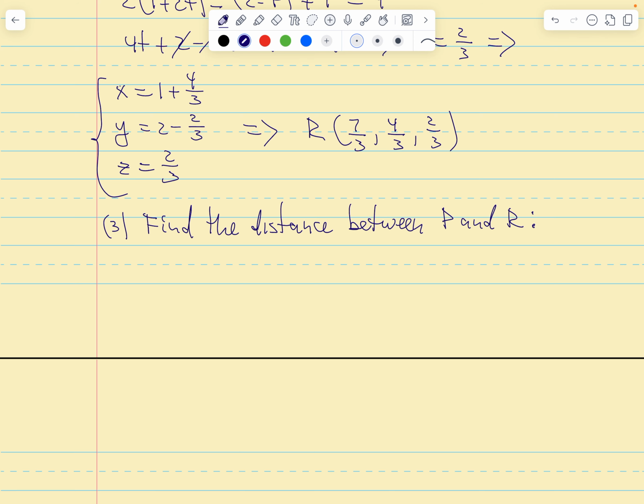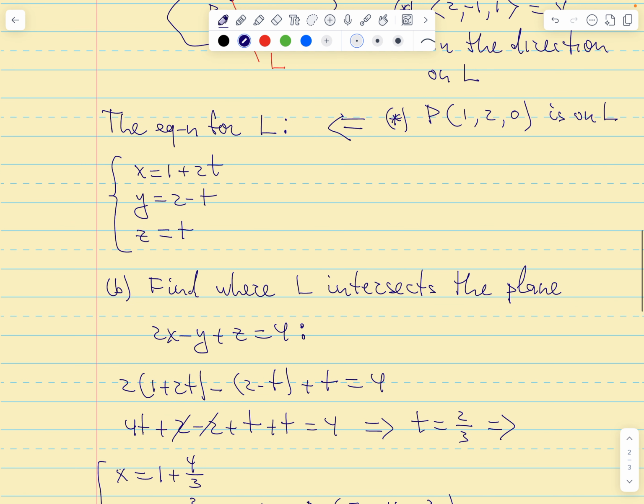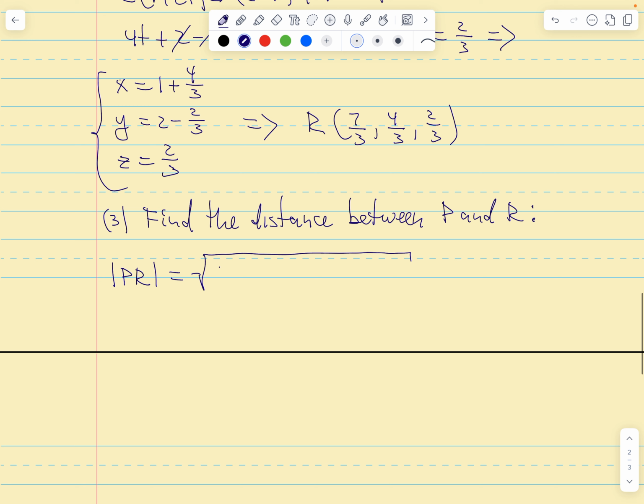and so length PR is going to be just a distance formula, so it's a square root of, P was 1, 2, 0, so 1 minus 7/3 squared plus 2 minus 4/3 squared plus 2/3 minus 0, so just 2/3, quantity squared, whatever this is. I'm not going to simplify it.